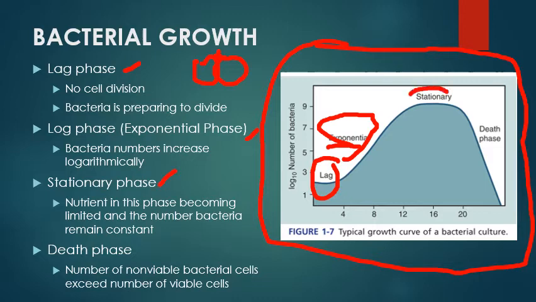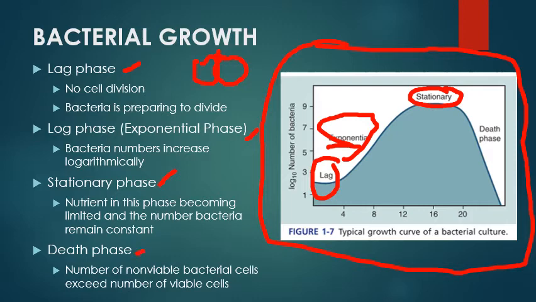In this phase, ibig sabihin nun, nagamit na niya yung mga nutrients, nagiging limited na. Kasi dumadami na yung bacteria, so pag marami na yung bacteria, mas marami na yung pinapakain. Okay? Kailangan nila ng mas maraming nutrients. So, nagiging stable na lang. Nagiging equal yung pagpoproduce ng bacteria at yung namamatay na bacteria. Ibig sabihin, nagiging equal na lang. Hindi na yung marami na poproduce na bacteria.